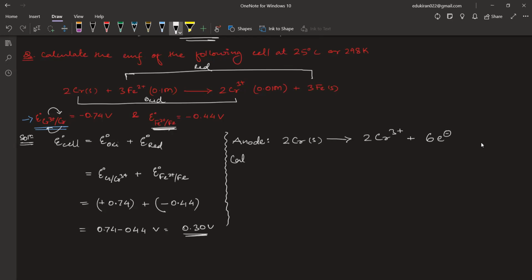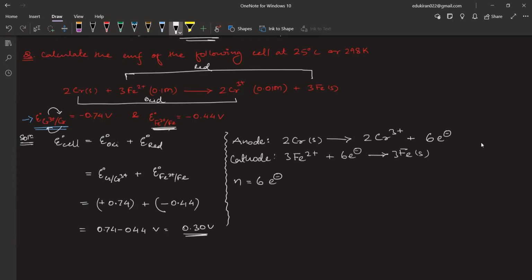Then in cathode, you will have 3 Fe2+. Now, each Fe needs how many? 2 electrons. So 3 Fe will need how many electrons? 3 times 2, 6 electrons, and it will get converted into 3 Fe solid. So the number of electrons will be equal to how much? 6 electrons. Okay, the number of electrons will be 6.